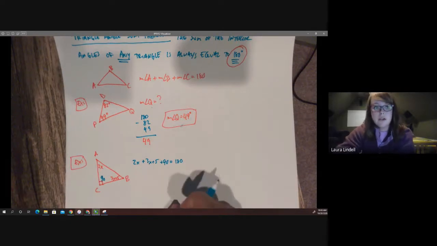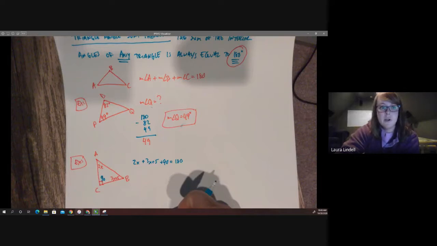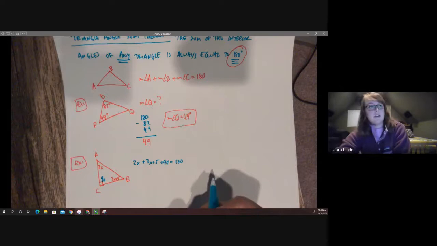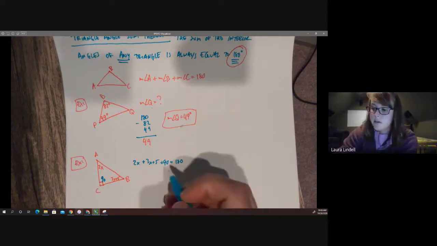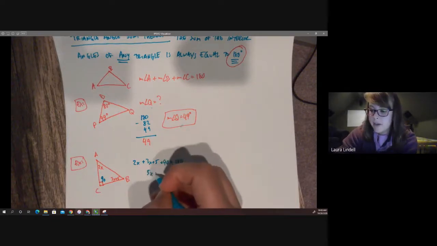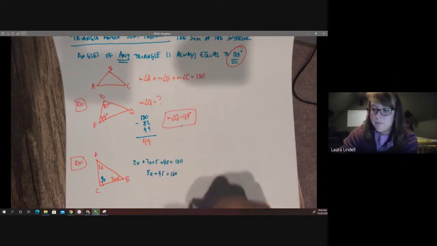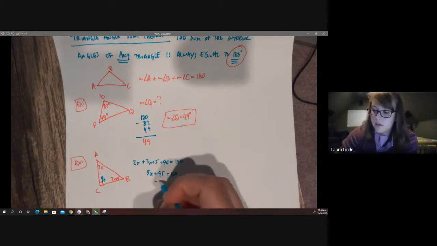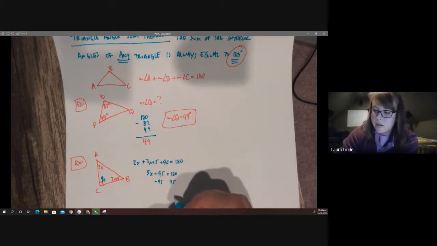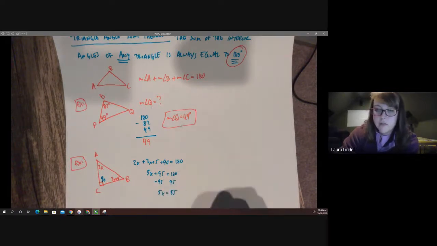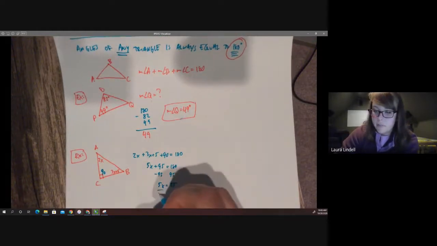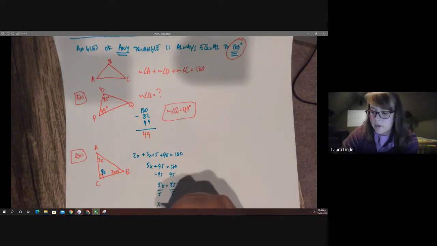So when we're dealing with triangles, we're going to be doing a whole lot of adding to 180 or subtracting angles away from 180. So then combining like terms here, we get 5x plus 95 equals 180. And then subtracting 95, we get 5x equals 85. And then dividing by 5, we get x equals 17.